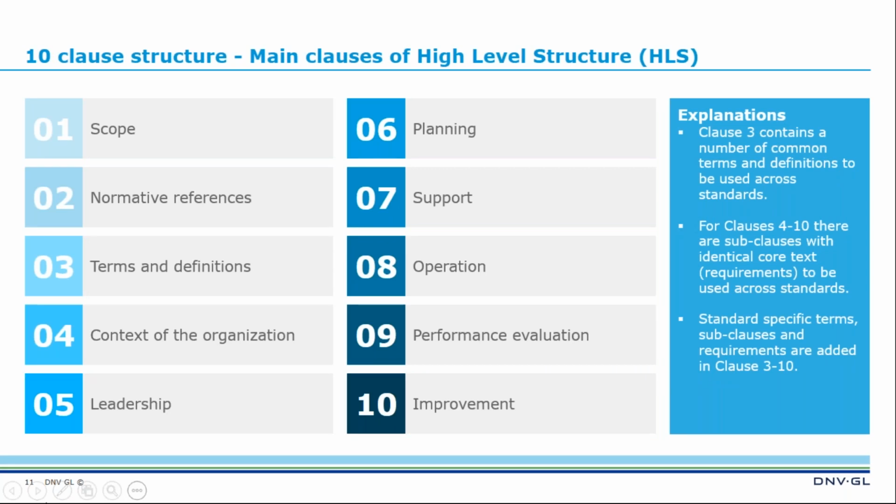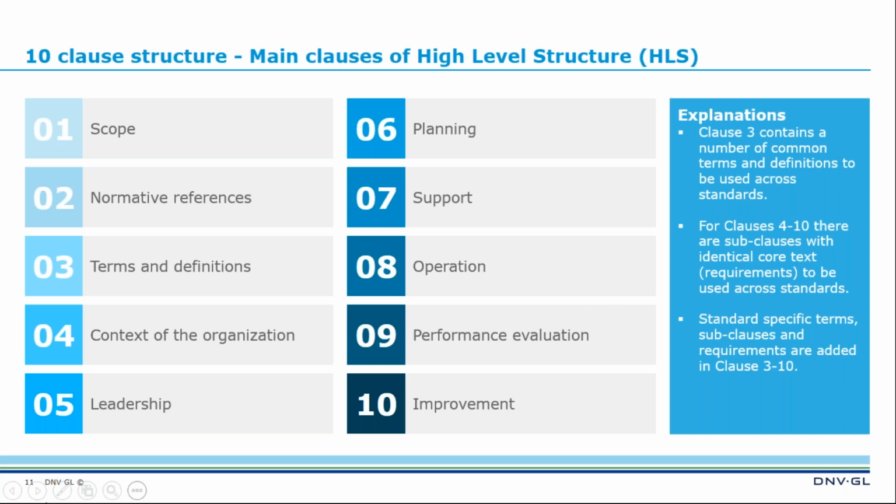That is the 10-clause structure, where the requirements start from clause 4, the context of the organization, then clause 5 leadership, clause 6 planning, clause 7 support, clause 8 operation, clause 9 performance evaluation, and clause 10 improvement. Basically, clause 3 only contains a number of common terms and terminology which ISO is using throughout all the rest of the ISO standards.